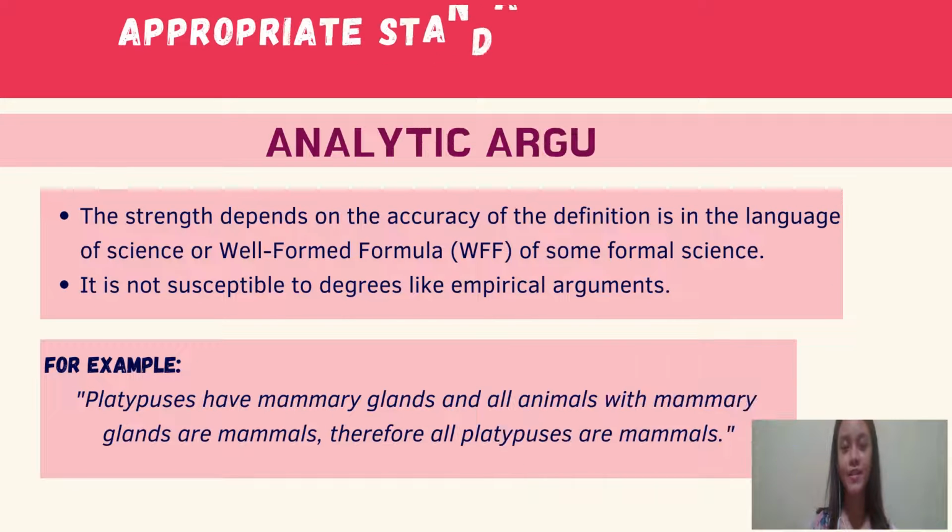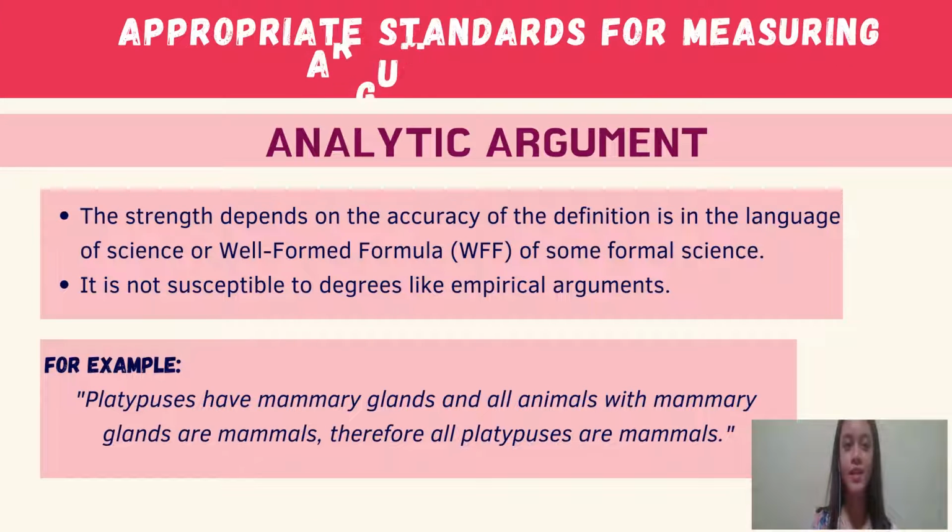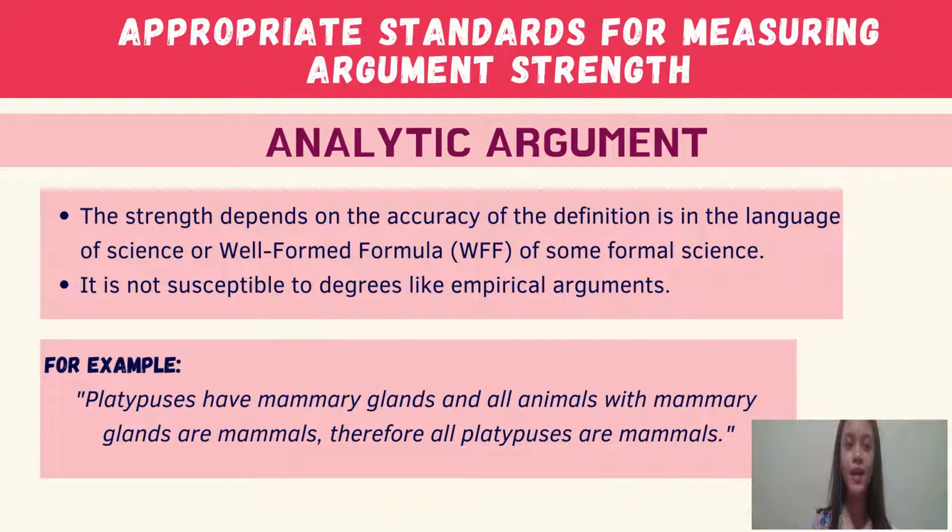For the next one, we have analytic argument. Its strength depends on how accurate or correct the definition is in the language of science, or what we call a well-formed formula of some formal science. It is not susceptible to degrees like empirical argument. For example, platypuses have mammary glands, and all animals with mammary glands are mammals. Therefore, all platypuses are mammals.